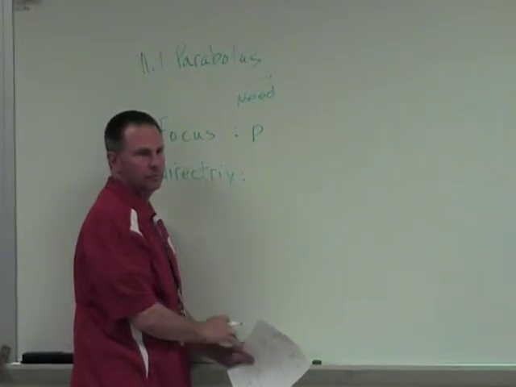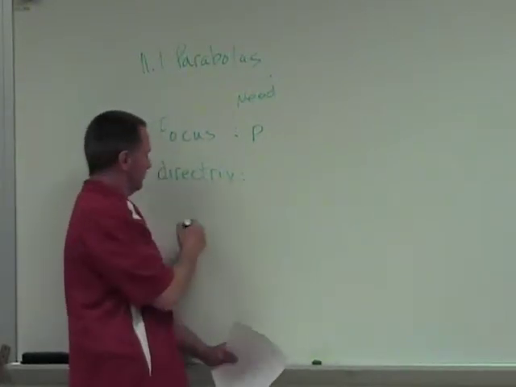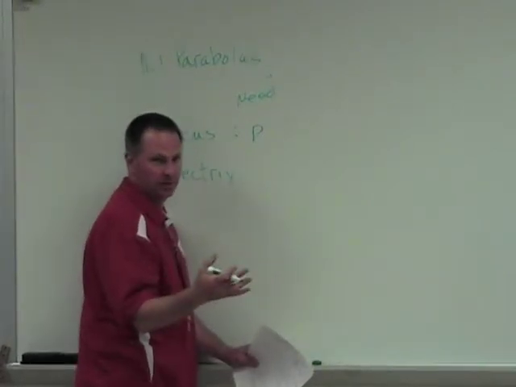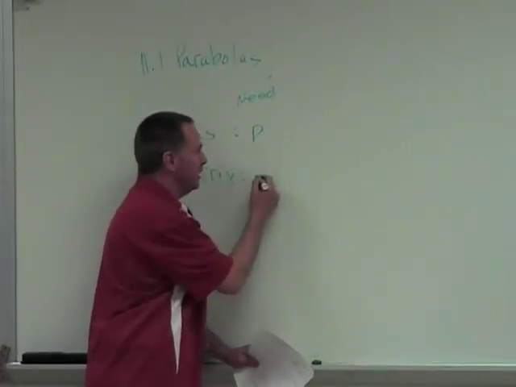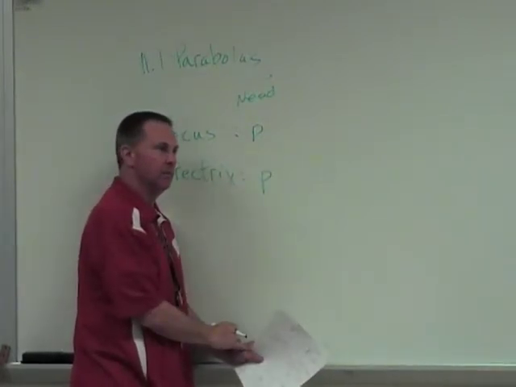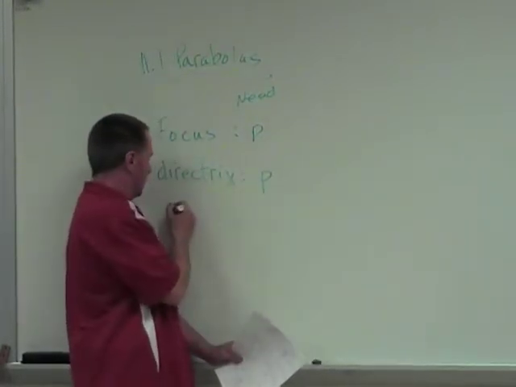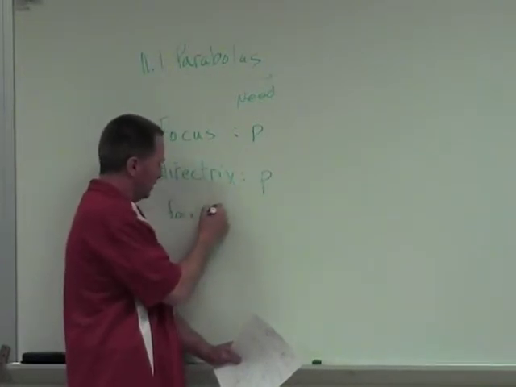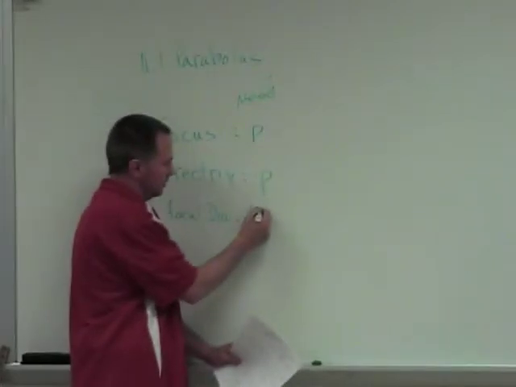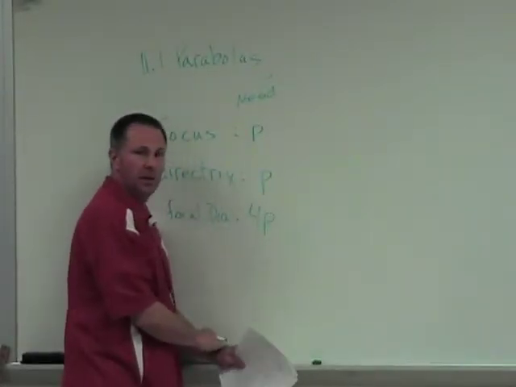Which one was the 4P? I'm asking. What did you need? You needed P for that as well. That's opposite of the focus. Okay? And the focal diameter? That was 4P. Which one was 4P? One of them was 4P. That was over that. You still needed P, didn't you? Yes. What do they all have in common? P.